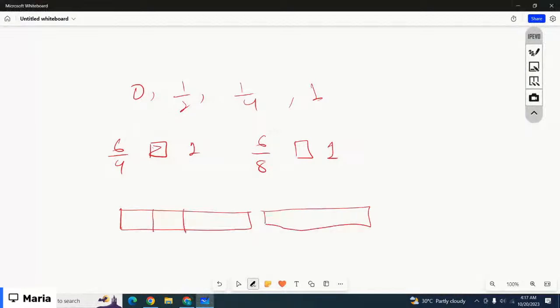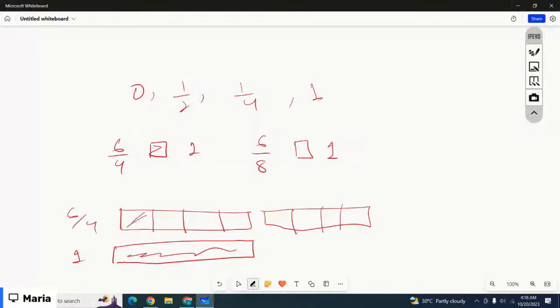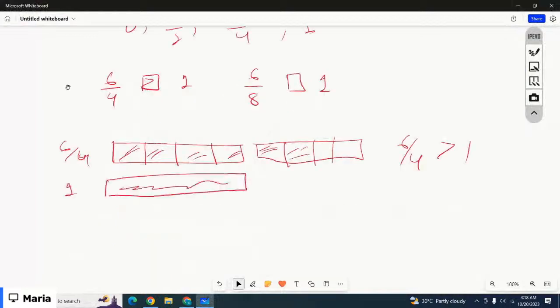Okay, 6 over 4. 1, 2, 3, 4. And here is the 1. This is 1, right? This is 6 over 4. 1, 2, 3, 4, 5, 6. 6 of the portions are colored. You can see 6 by 4, the numerator is greater than the denominator. 6 by 4 is greater than 1, right? Okay, the next one is 6 by 8 and 1.